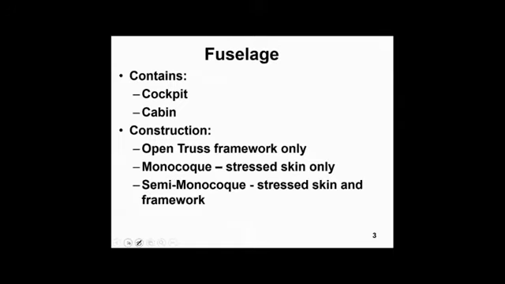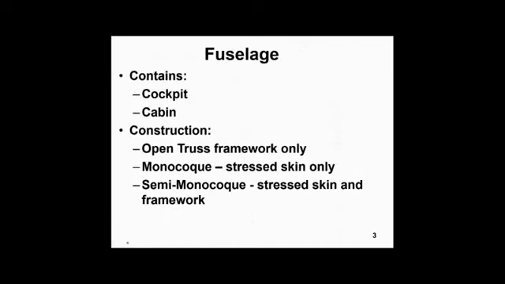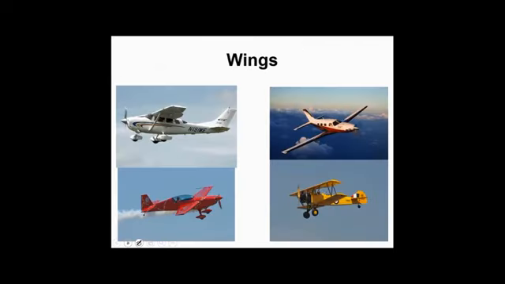Semi-monocoque is a type of construction that is found in the vast majority of small, medium, and large airplanes, and that's where the skin takes some of the stress, some of the load, and framework built into it or attached to it also takes some of the load. So here is an interior cutaway diagram of a pretty typical fuselage aft of the cockpit on a small airplane, where the skin carries some of the load, and so does the internal structure. That's semi-monocoque, and that's what's found in the vast majority of small, medium, and large airplanes.